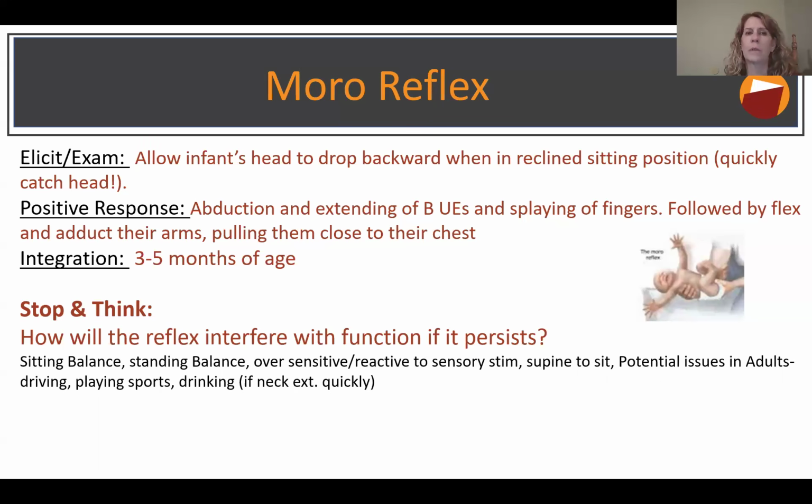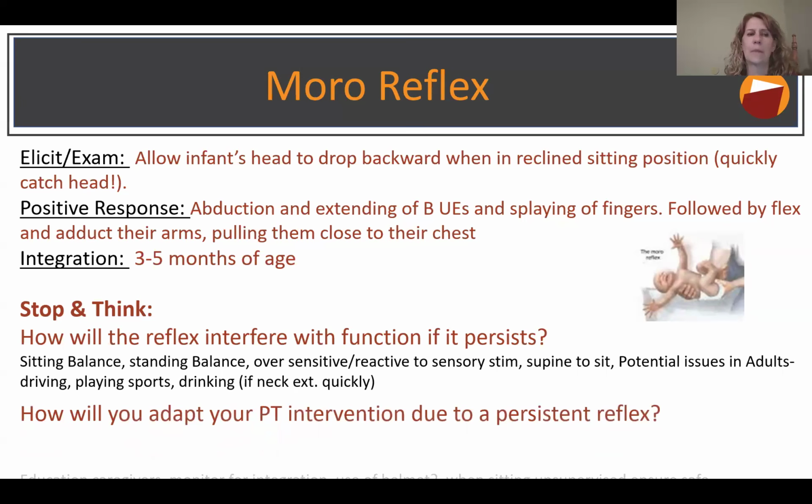They can be oversensitive to looking up or falling backwards. They're going to have problems with supine to sit. As adults, they can have issues. They may not be able to drive. They may not be able to play sports. And so hopefully it doesn't persist into adulthood.